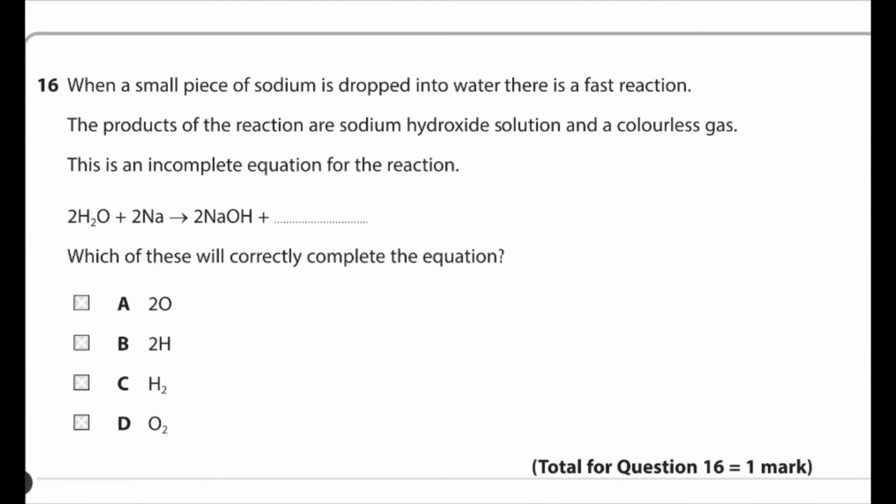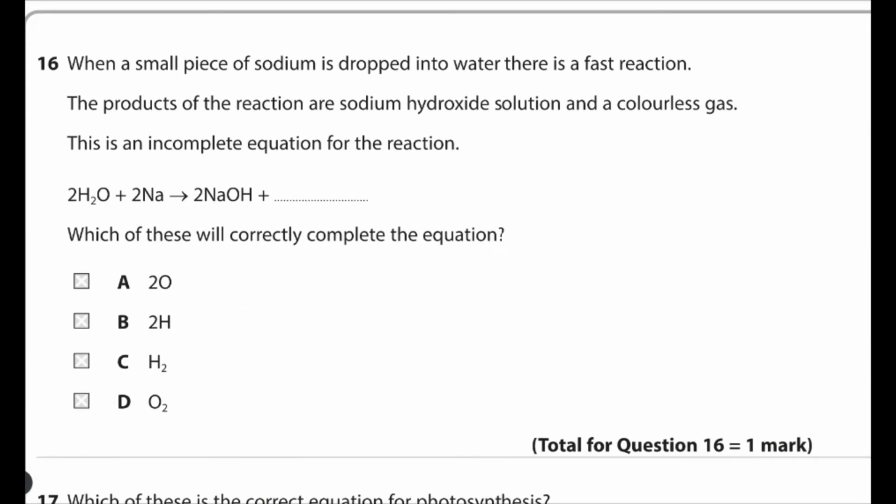Next question. When a small piece of sodium is dropped into water, there is a fast reaction. The products of the reaction are sodium hydroxide solution and a colorless gas. This is an incomplete equation for the reaction. You can see two water molecules react with two sodium atoms and it creates two sodium hydroxide plus. We need to write down the missing answer.